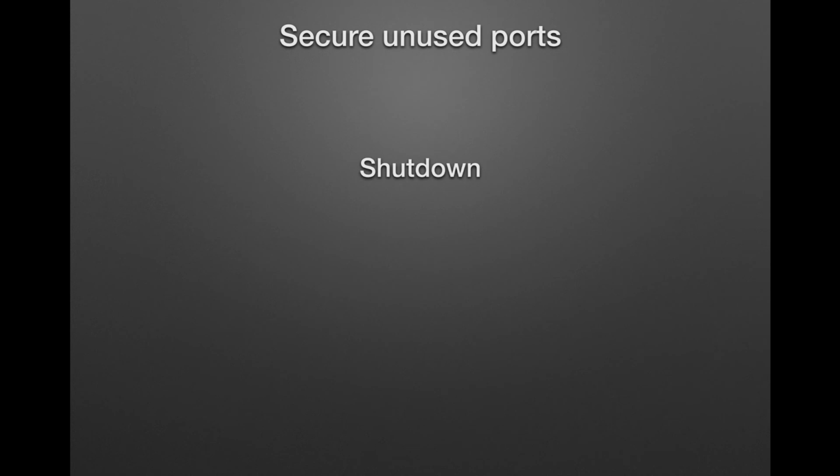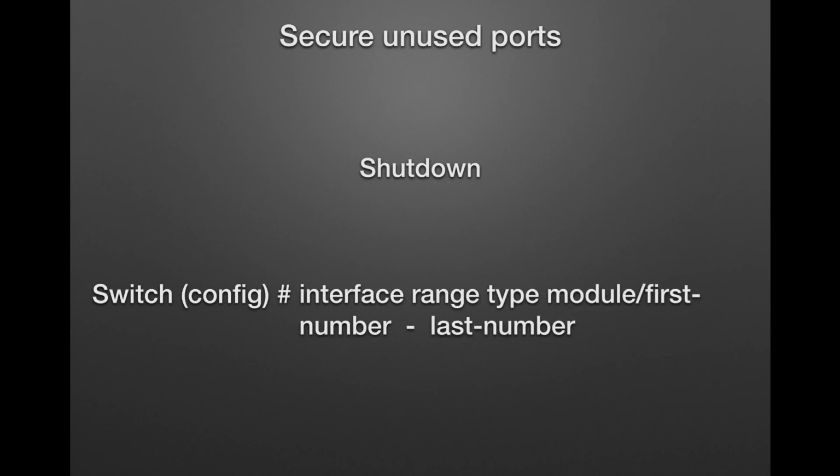Another way to make a network more secure is to shut down unused ports or secure them. Of course, this can be done through the basic shutdown command. It can also be achieved through this other command, the interface range type, in which you can actually delimit a range of ports that are not being used.